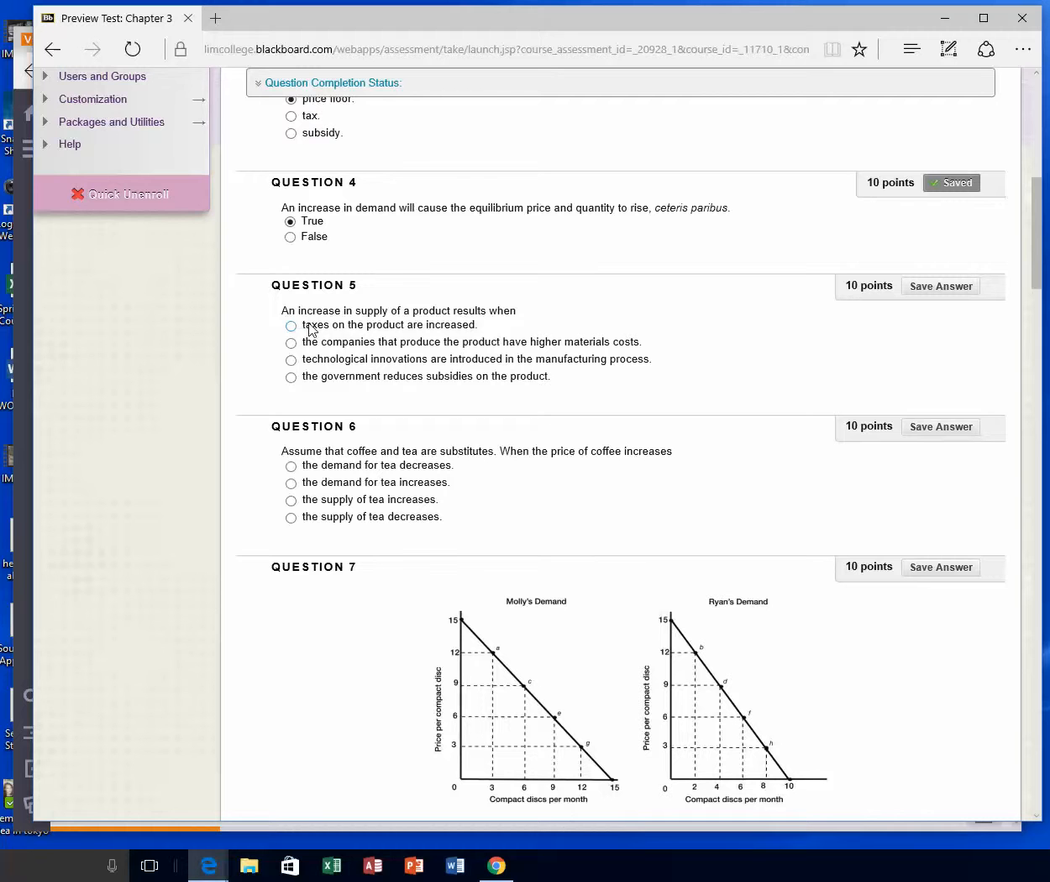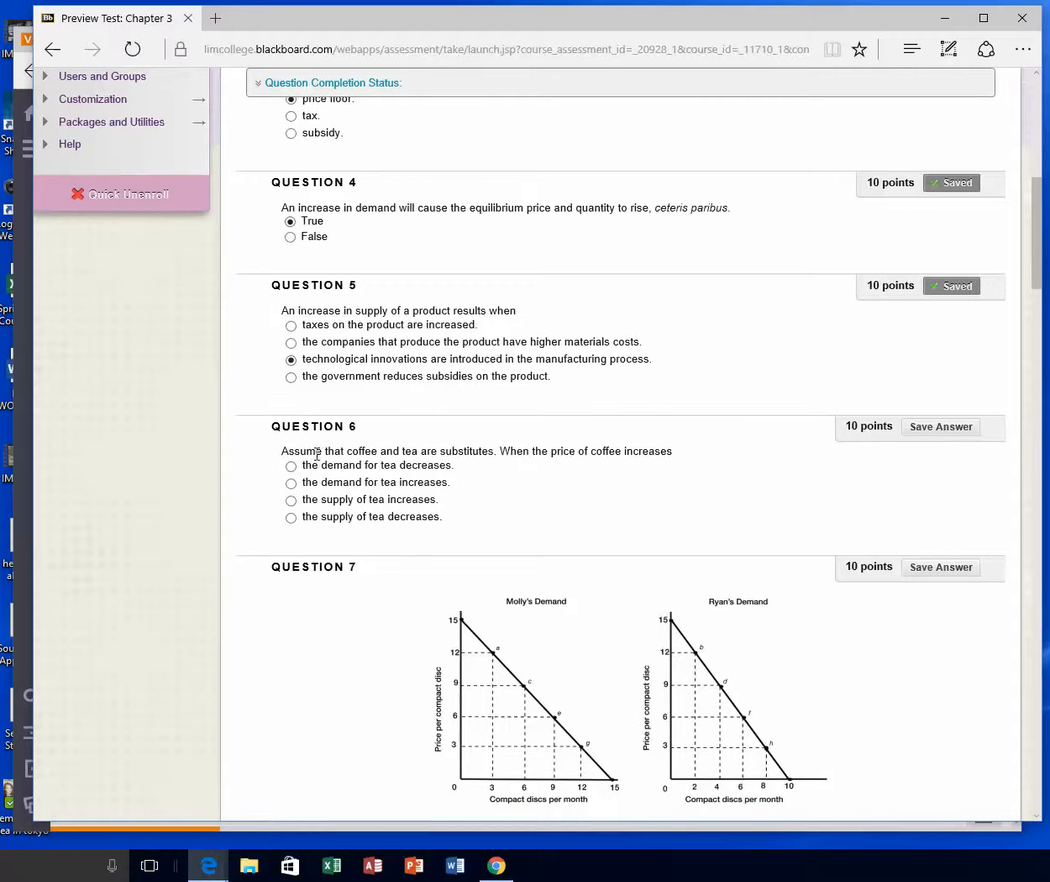Question number 5. An increase in supply of a product results when... and again, this is back in the textbook, page 64 also, I believe. But this is what we talked about the other day in class, right? A tax on a product will cause a decrease in supply, a shift to the left. If companies have higher material costs, same thing, it shifts to the left. It's the technology innovations, like I was talking about with fracking the other day, the question on last year's midterm, that will increase the supply of a product.